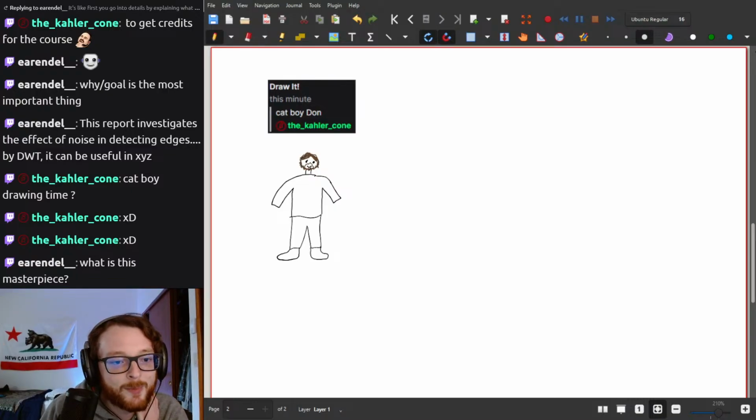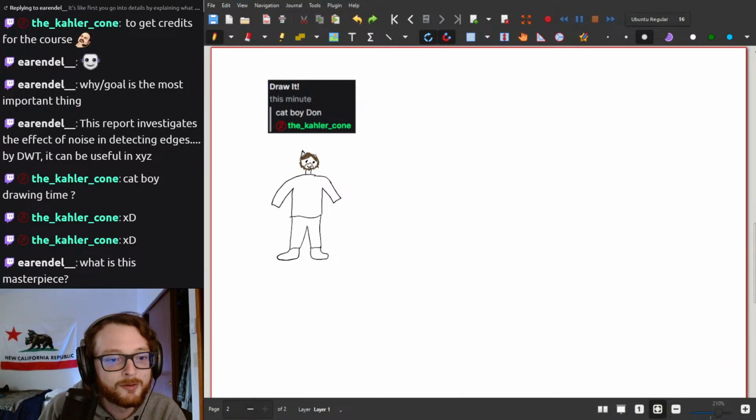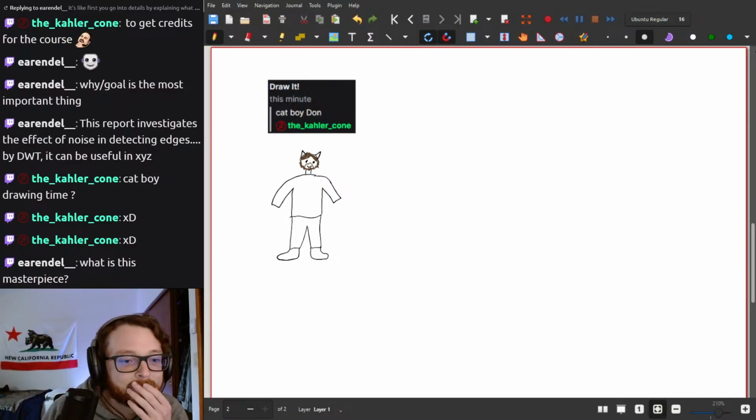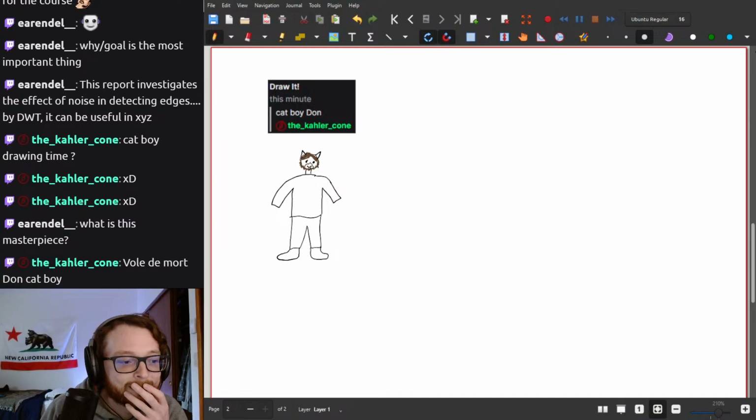Okay, now we need to make it more cat-like. So that ear's a little bit too big. It's a little too much to the side. Okay, cat ears. Voldemort dog. Yeah. No nose.